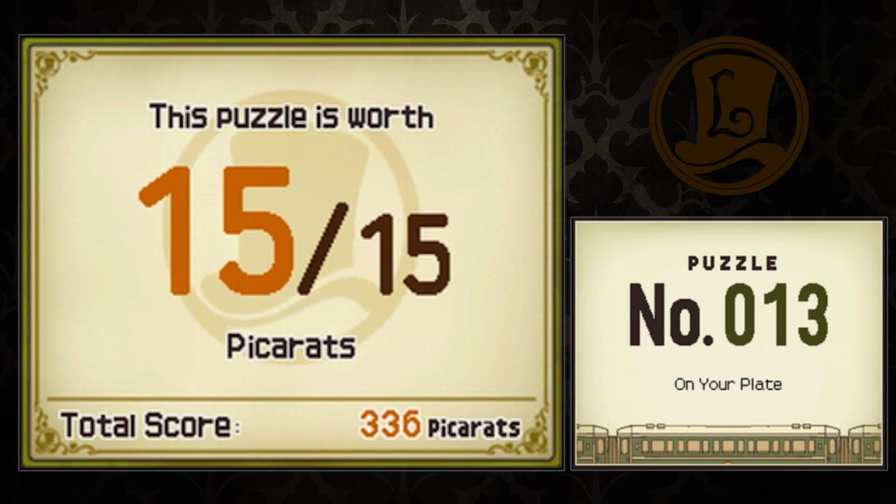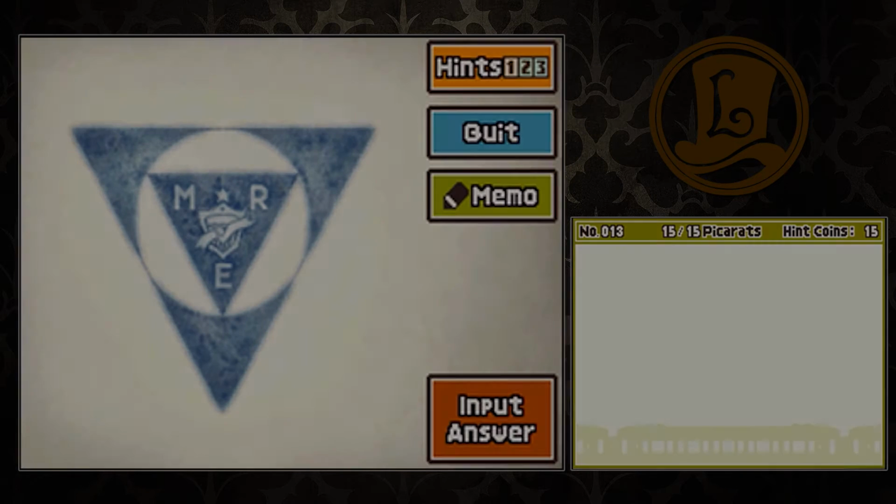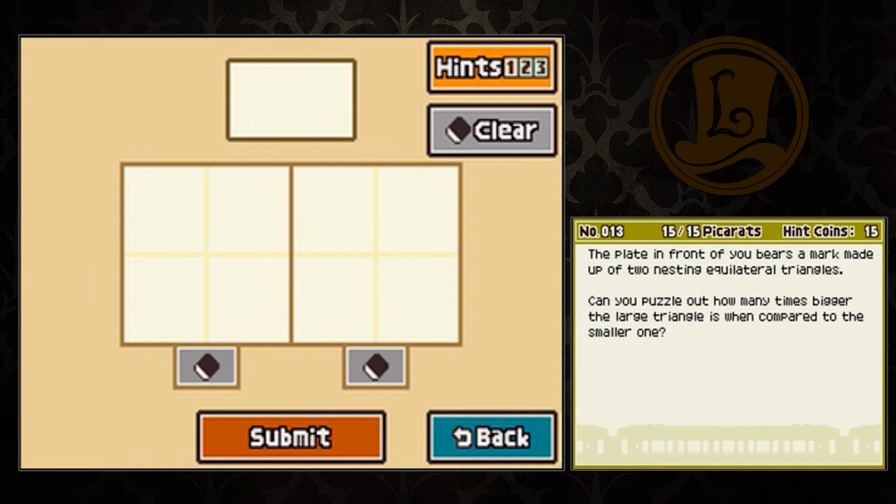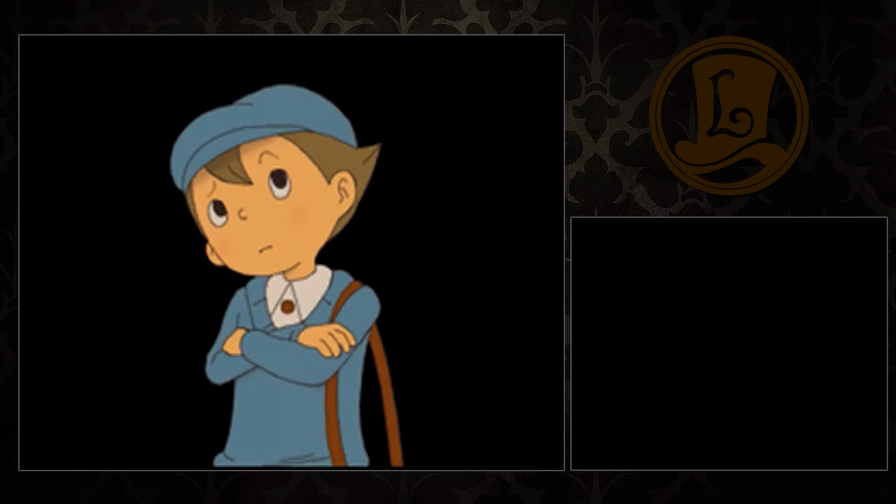Number 13 on your plate. The plate in front of you bears a mark made up of 2 nesting equilateral triangles. Can you puzzle out how many times bigger the large triangle is when compared to the smaller one? 3 times, right? It's 3 times. We've done this puzzle before, it's gotta be 3 times, I'm pretty sure that's right. Just leave it to me.